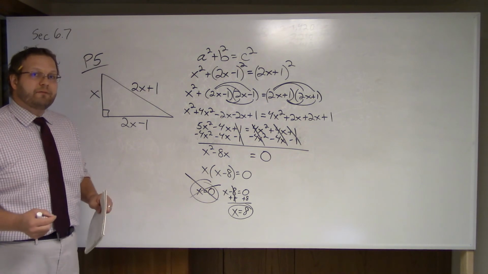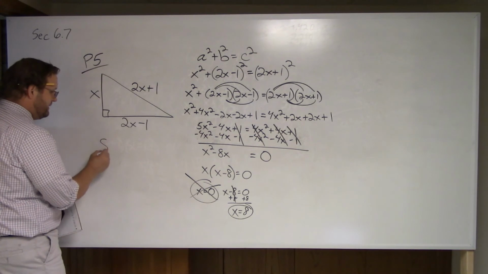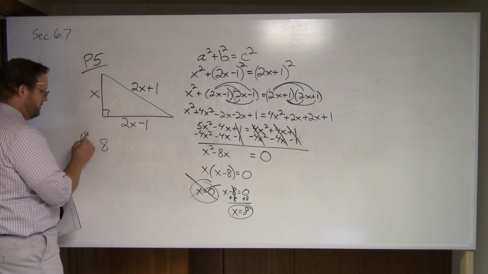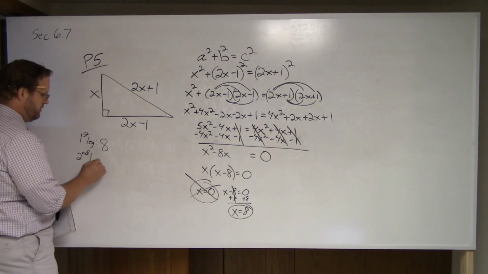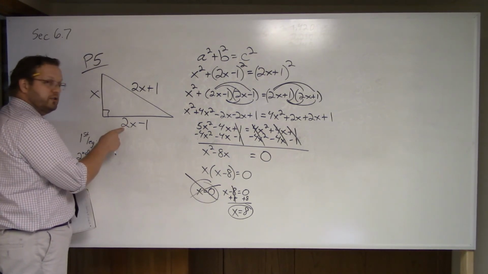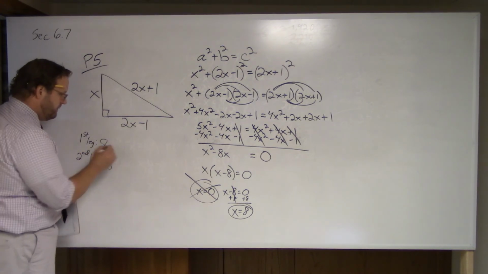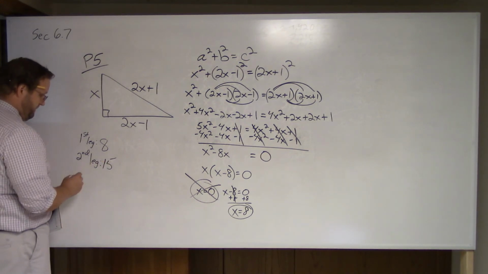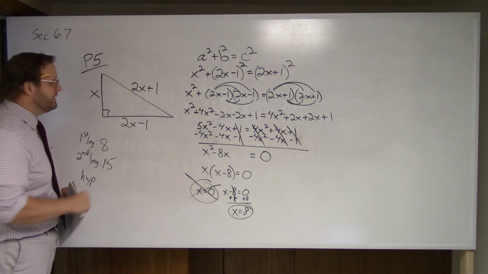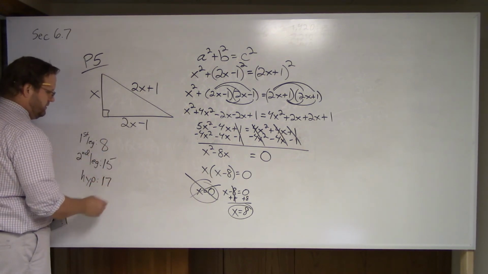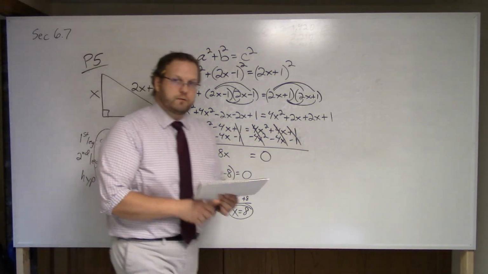I don't want that. So this is gone. The only thing I have is that this first leg is 8. So I have 8 as my first leg. My second leg is here. If I take 2 times that x, I get 16. 16 minus 1 is 15. Then, for the hypotenuse, I take twice that x. 16 again, plus 1 is 17. And there are my dimensions of that right triangle.